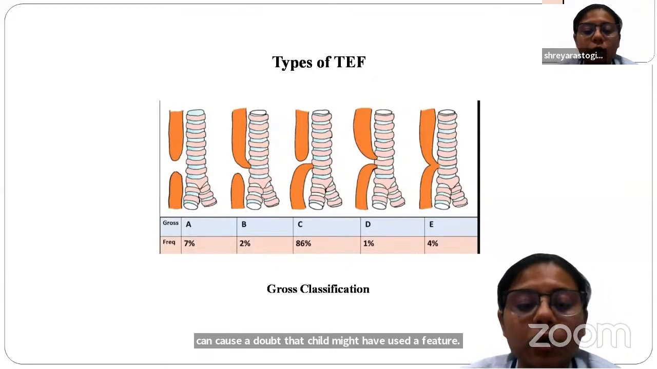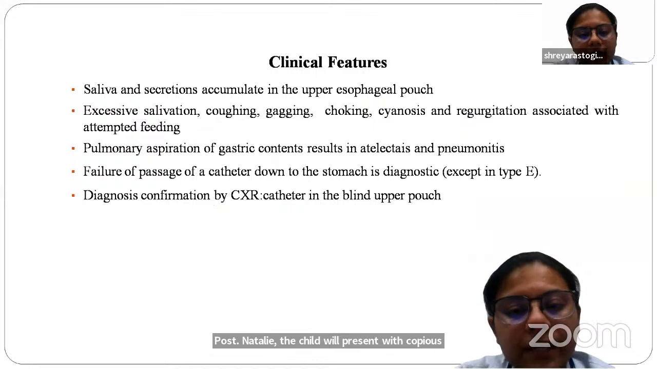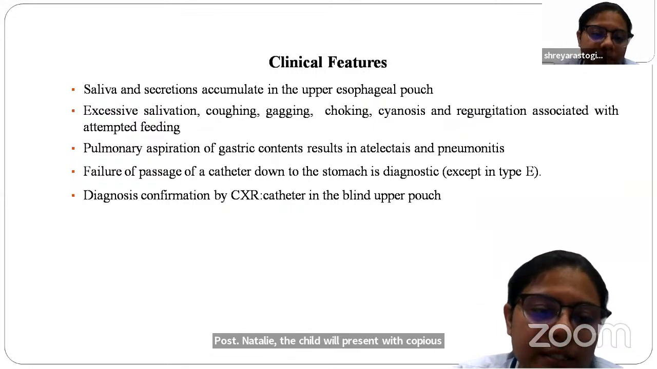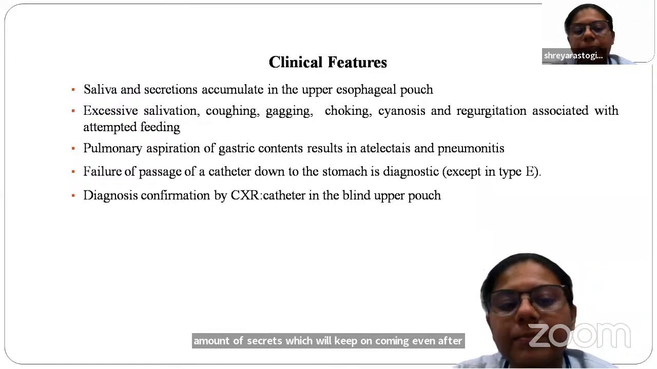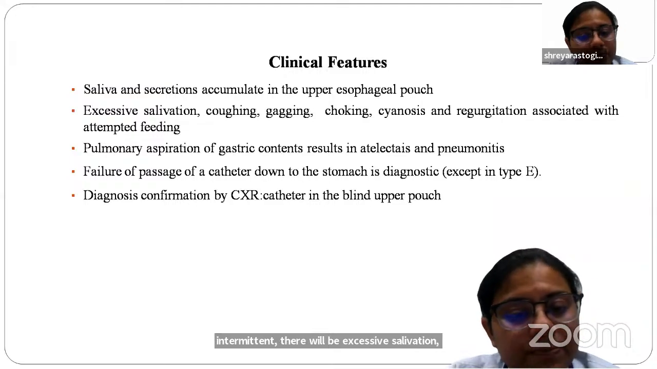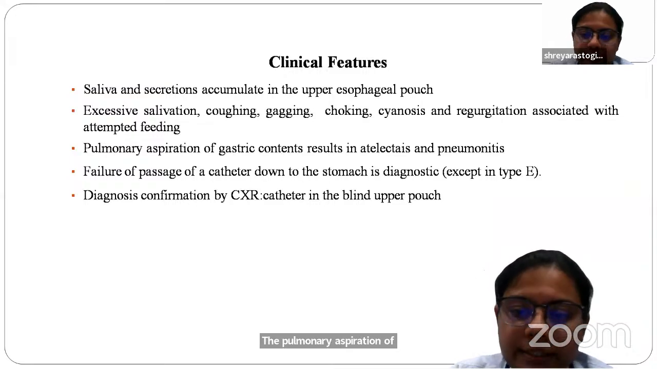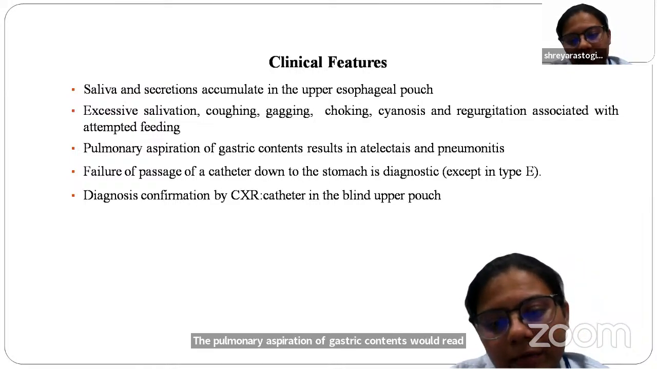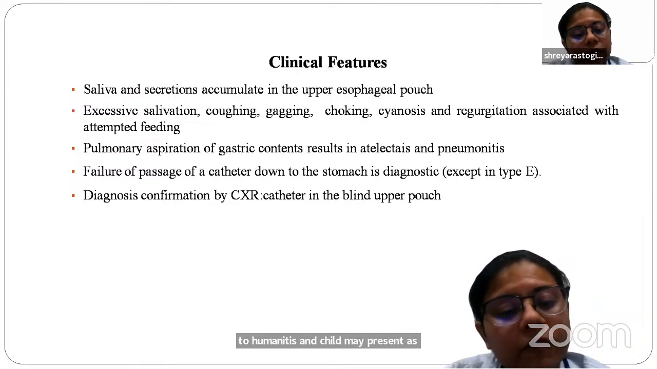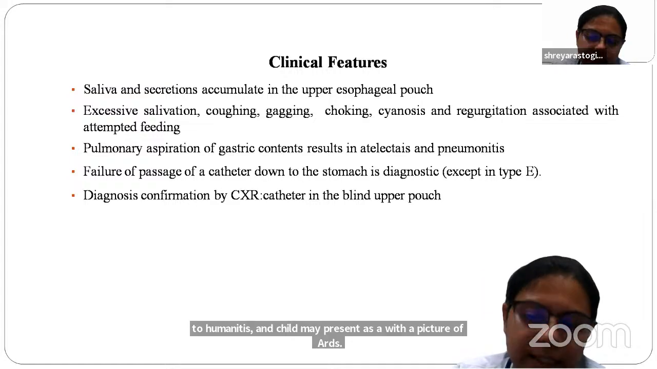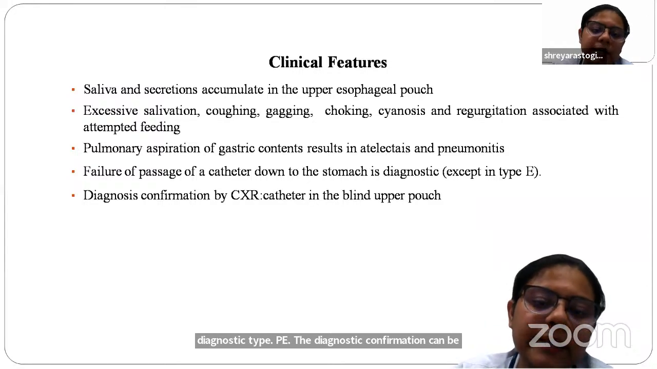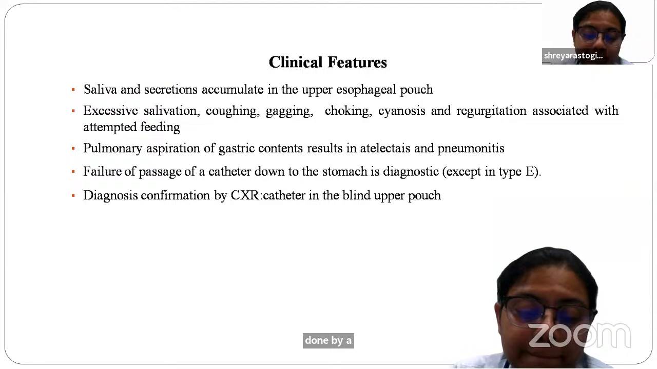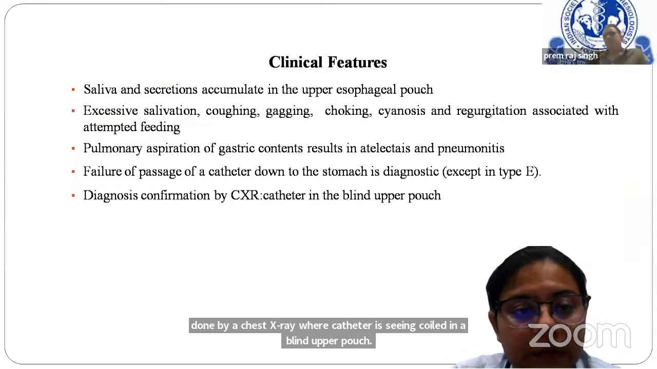Postnatally, the child will present with copious amount of secretions, which will keep on coming even after intermittent suctioning. There will be excessive salivation, coughing, gagging, choking, cyanosis, and regurgitation if by mistake patient is attempted to be breastfed. The pulmonary aspiration of gastric contents would lead to atelectasis and pneumonitis, and child may present as with a picture of ARDS. The failure of passage of catheter down to the stomach is diagnostic, except in type E. The diagnostic confirmation can be done by a chest X-ray where catheter is seen coiled in a blind upper pouch, sir.